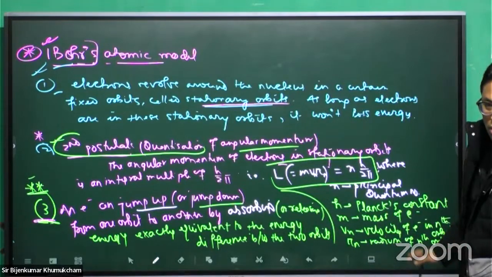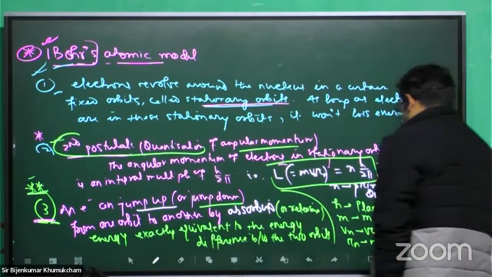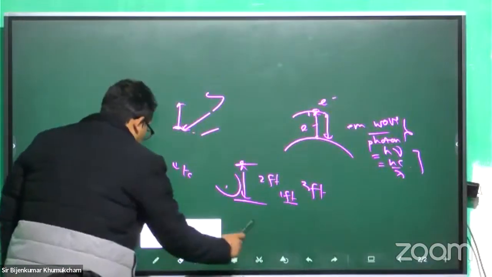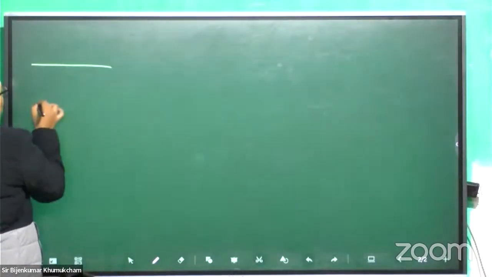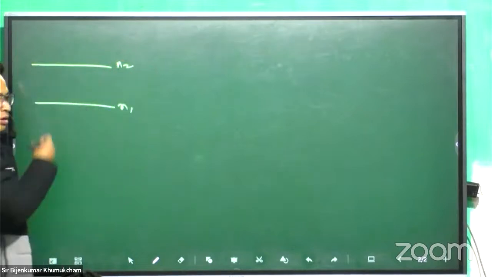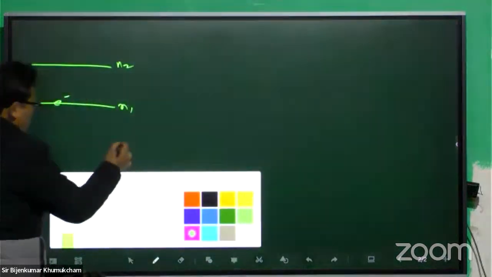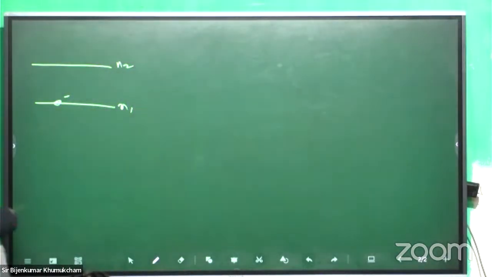Any doubts so far? Then what is the general expression? Say there is an orbit, n1 and n2, there are two orbits now. Initially the electron was here. Suppose you absorb some energy.